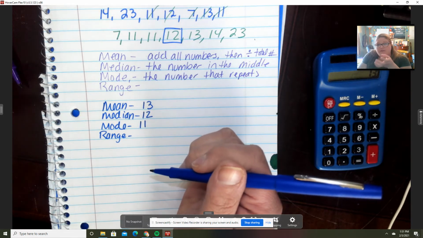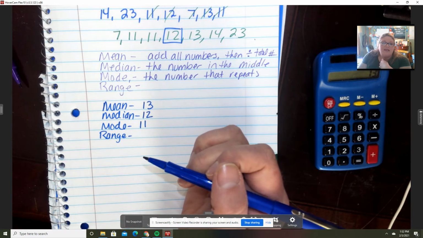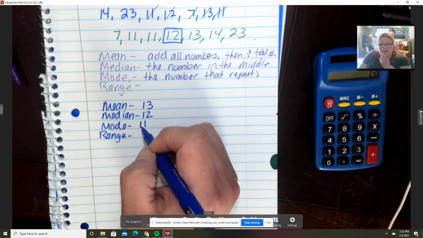Right. Because if you put 0, that would be like having another number in the set. That would be saying that the number 0 would be the mode. And that would be inaccurate. It wouldn't be correct. So you would want to put none.